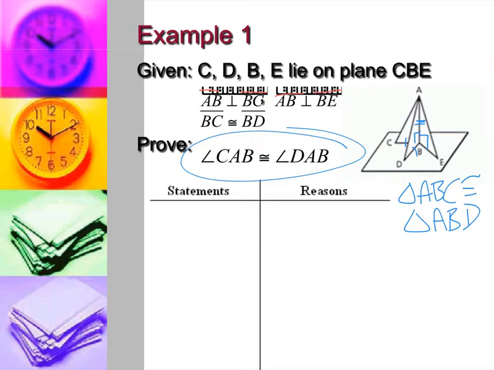Well, I've got that AB is perpendicular to BC. I've got that AB is perpendicular to BE. Wouldn't that mean that it's perpendicular to plane CBE? And I'm going to label this as plane, how about we go with R?